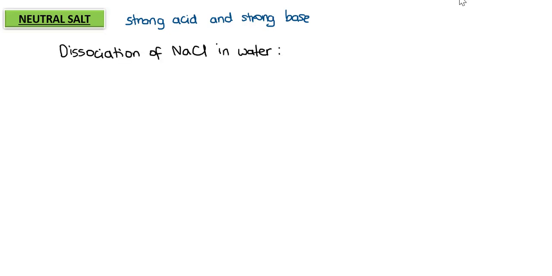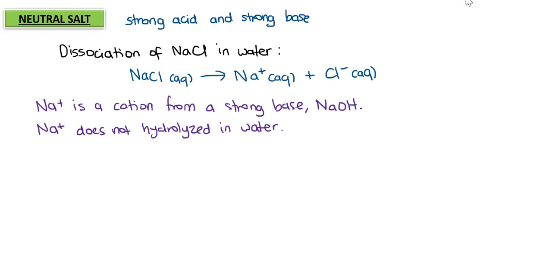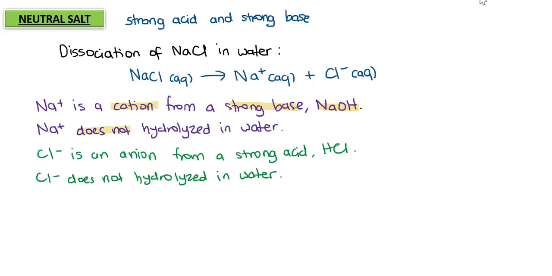For example, let's have a look at the dissociation of sodium chloride in water. So sodium chloride will dissociate fully in water to form a cation and an anion. Since Na+ is a cation from a strong base which is sodium hydroxide, Na+ does not hydrolyze in water. Cl- is an anion from a strong acid which is hydrochloric acid, thus Cl- does not hydrolyze in water.